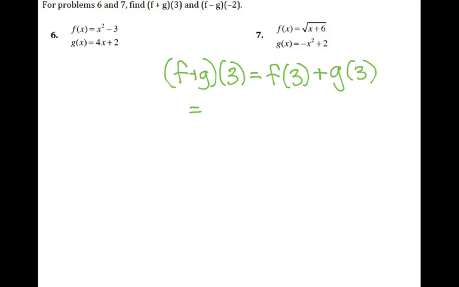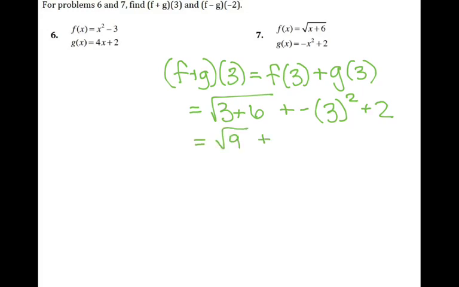And f of 3 means I'm going to take 3 and plug it in for x into my f function. So the square root of 3 plus 6 plus g of 3. I'm going to take 3 and plug it into my g function, so negative 3 squared plus 2. So that gives me the square root of 9 plus negative 3 squared, which is 9, plus 2. So that's 3 minus 9 plus 2, which is negative 4.